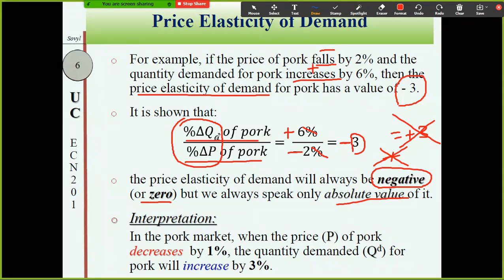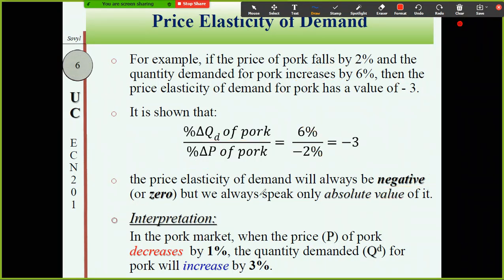In the pork market, because we're talking about pork, when the price of pork decreases, why does it decrease? Because the original data is telling us so. Price decreases by 1%, and the quantity demanded for pork will increase. Why increase? Because the original data says so. That's why this is not our word, this is not our meaning. We just repeat the information given.